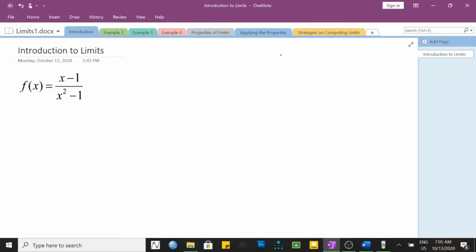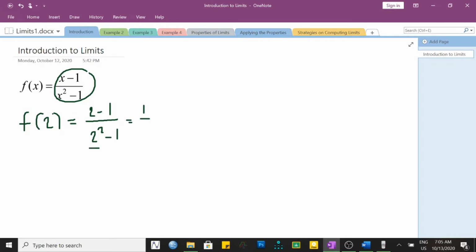What's the value of this function at x equal to 2? That means f of 2. We substitute 2 to our function here. We have 2 minus 1 over the square of 2 minus 1. We would have 1 over, 2 squared is 4 minus 1, that is 3, or 1/3.